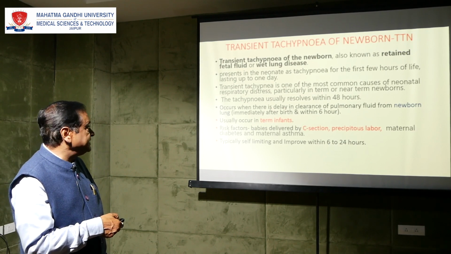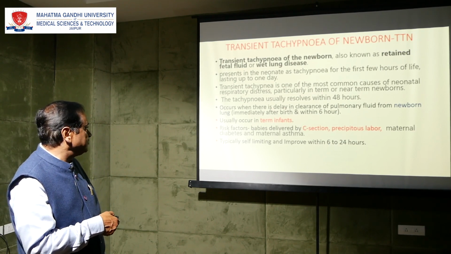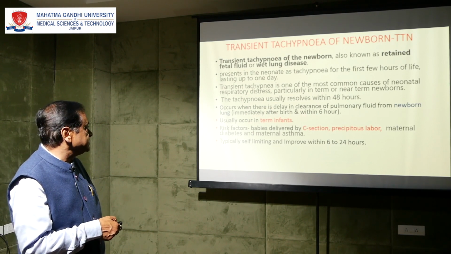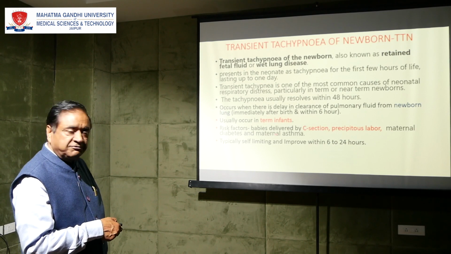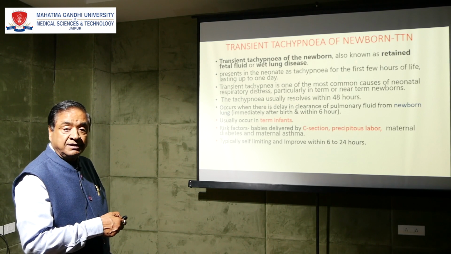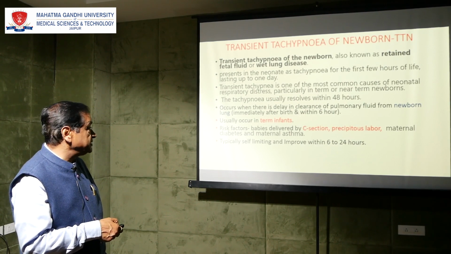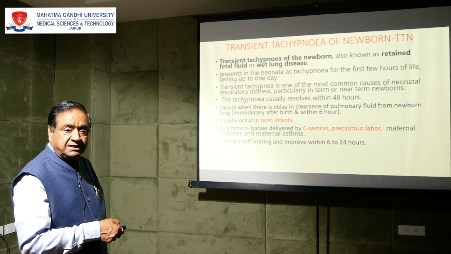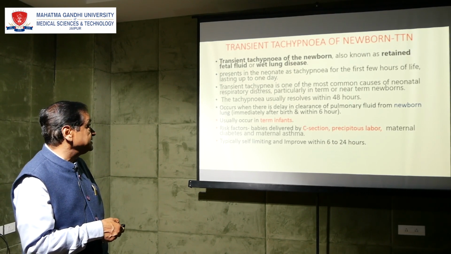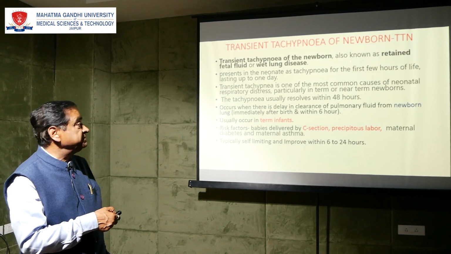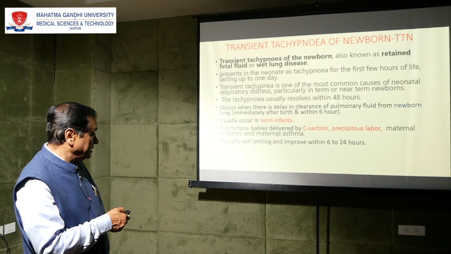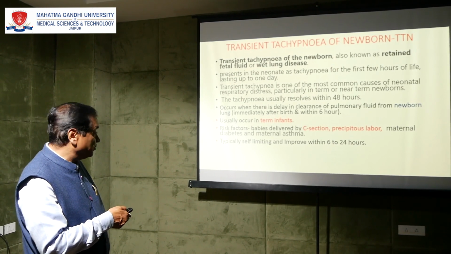There is delay in clearance of the pulmonary fluid in the newborn lung. That's why transient tachypnea of the newborn occurs. It is seen in term infants. We must remember it's seen in term infants, not in preterm. This is seen with a history of cesarean section and precipitate labor. This is very important: if the fetus is a term infant, delivered by cesarean section, and has tachypnea, this is definitely TTN, the transient tachypnea of the newborn.